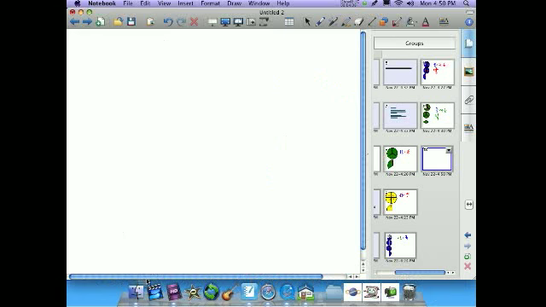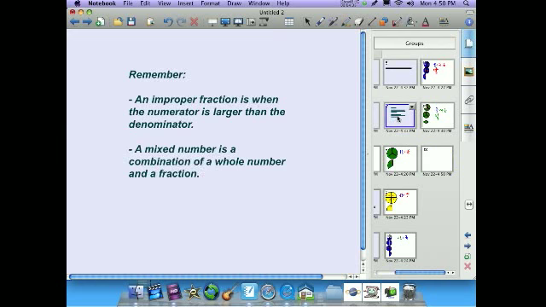So improper fractions and mixed numbers are very closely related. And just remember, an improper fraction, the numerator is larger than the denominator. It's always more than 1. And a mixed number is a combination of a whole number and a fraction.